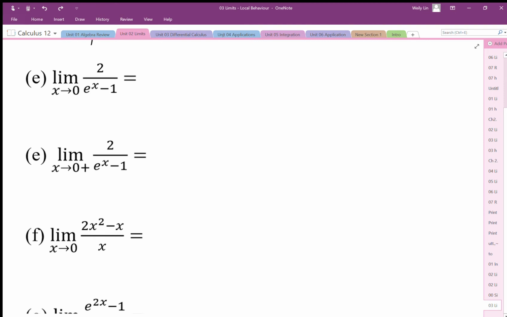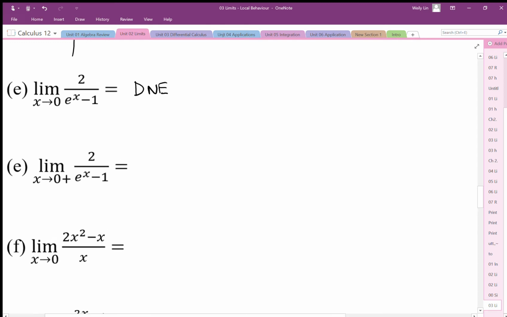Okay. And in this case, it makes a difference because if we go from the positive side, we're going to go to positive infinity. So if I divide by positive 0, I get positive infinity. If I divide by negative 0, I'm going to get negative infinity. So in this case, this limit does not exist.